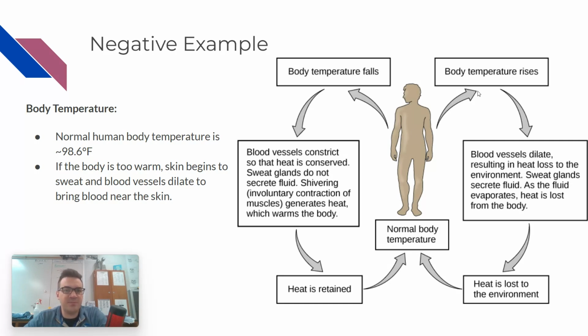Now, with most any of these homeostasis kind of loops, right, we're trying to stay at a set point. So usually there's going to be a kind of mirrored image like you see here, where there's actually two negative feedback loops that work together to keep something at a certain point, right? Because you could also have your temperature get too low, right? Body temperature could fall. In that case, blood vessels constrict so the heat is conserved, right? So your blood stays more in your core.